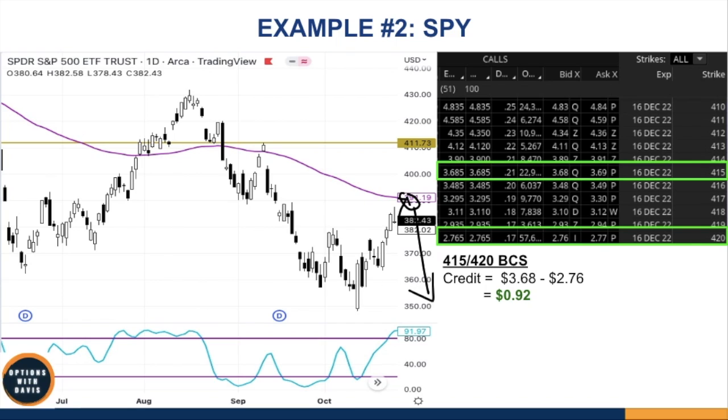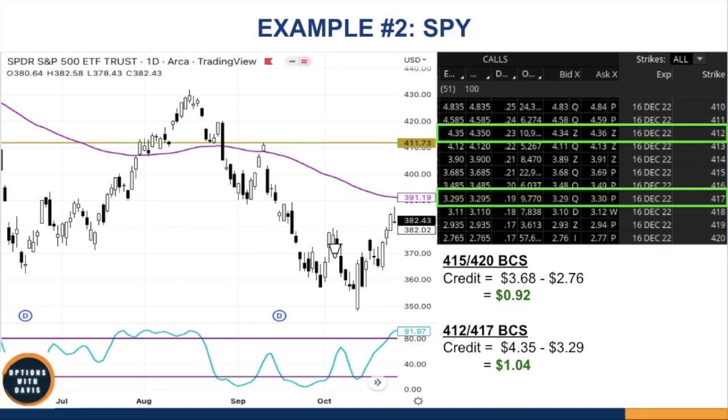If you're a little bit more aggressive and you think that the market is probably going to go down because you see this candlestick is a bearish candlestick structure, and you see the market is really overbought, you want to get in now, you could be a little bit more aggressive. You go for the 412. So I'll construct the 412 for you. As you can see, 412, 417, you get $1.04, which meets our minimum criteria of $1 credit spread, $1 in terms of premium. So you can go for this if you do want to.